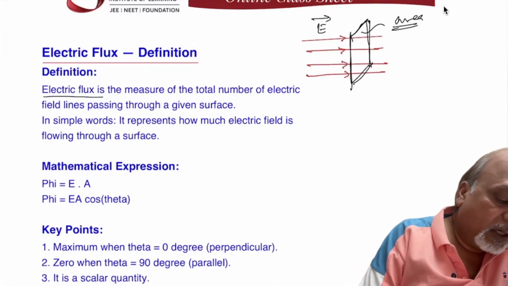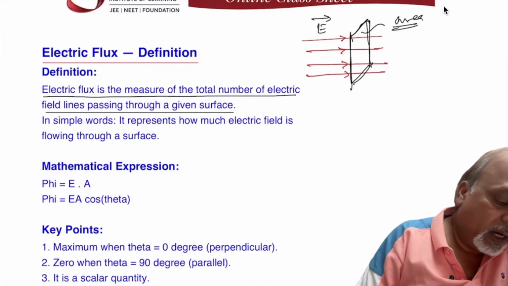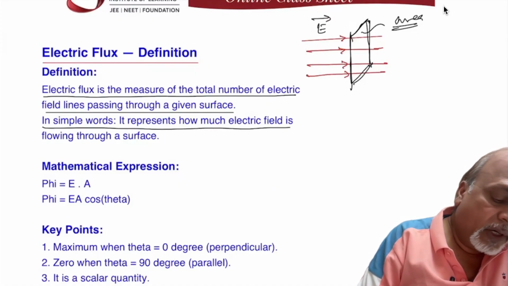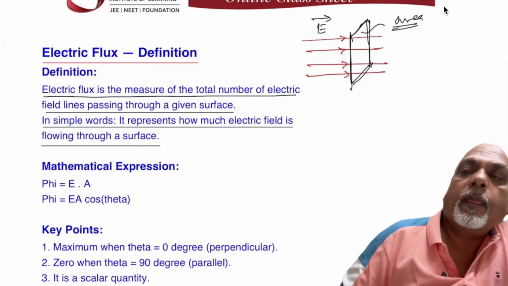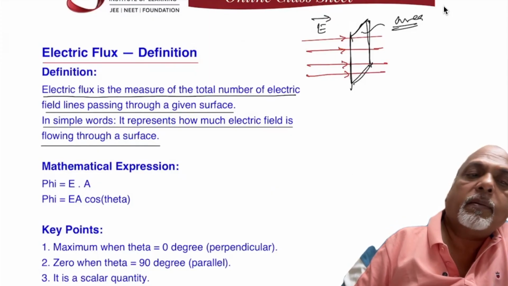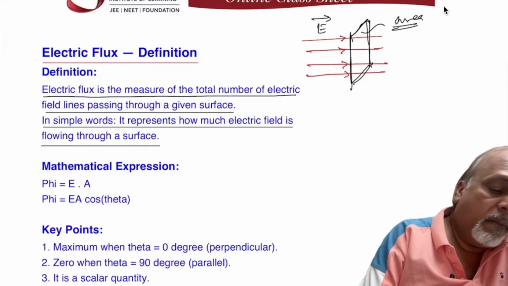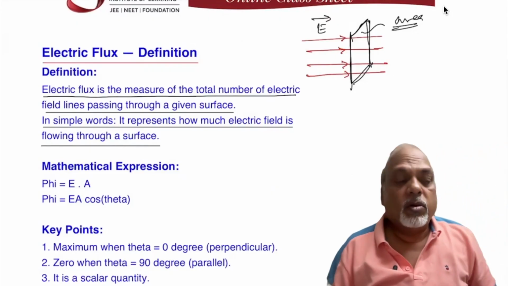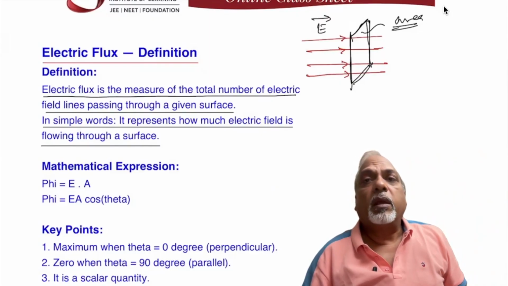So electric flux is the measure of total number of electric field lines passing through a given surface, or you can say area. In simple words, it represents how much electric field is flowing through a surface. Correct? Now, this area can be tilted also. It need not be perpendicular to the field lines. Correct?